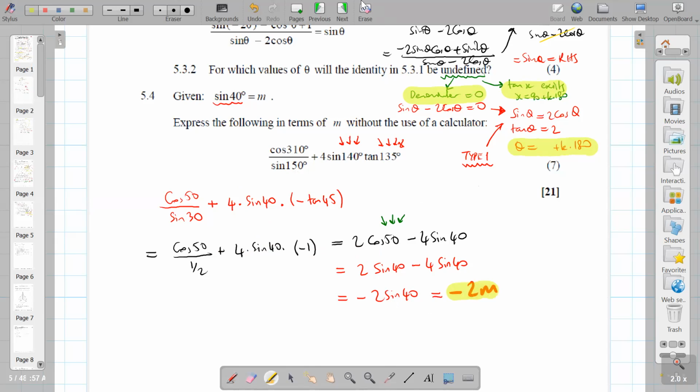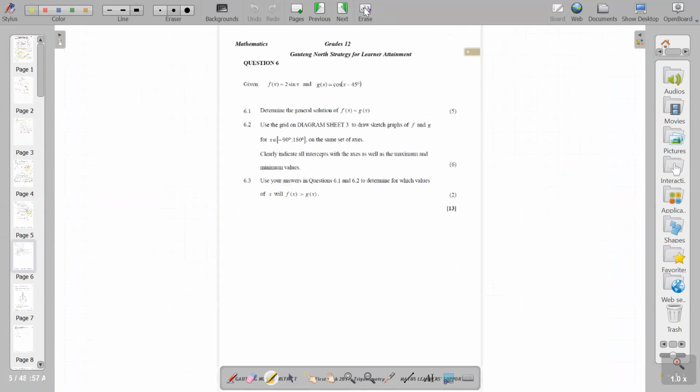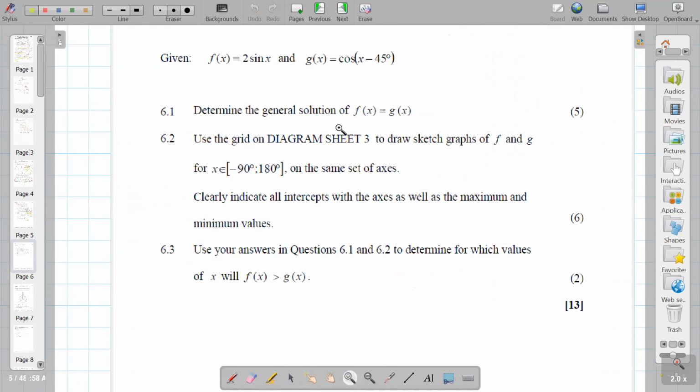Okay, that was 5.4 we had. Now, question 6, another graph question. There is 2 sine x, there is cosine x minus 45. This time, general solution is 5 marks. Drawing the graph is 6 marks. You see, 6 marks is for drawing, because there are 2 graphs and everything. The diagram will be given whatsoever.